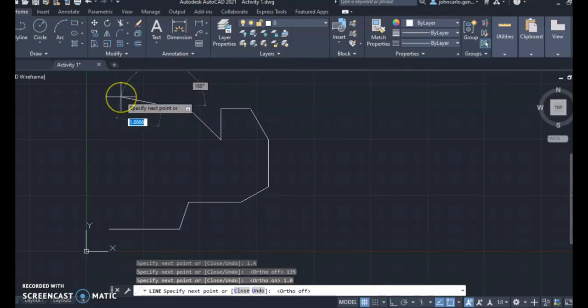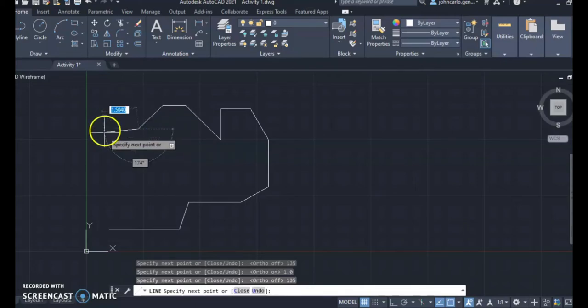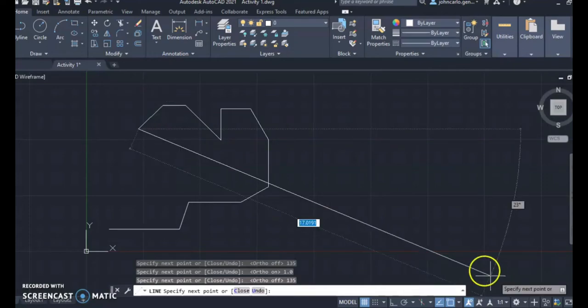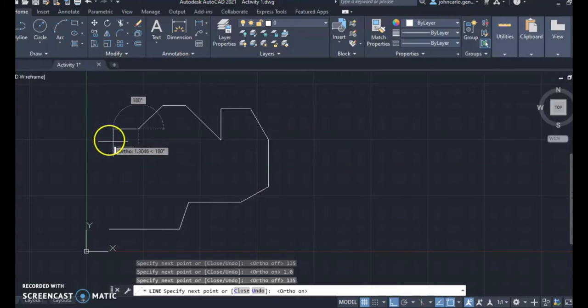So we're going to put the coordinates, which is 1.5, then tab, then 135. Enter, and now we can get the line. So next is another straight line. So activate the ortho mode, then put the coordinate, which is 1, and now we have a straight line.